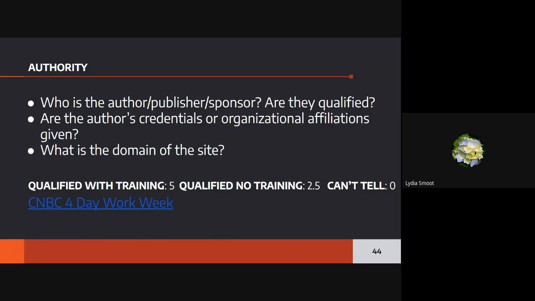So I'm not saying don't trust .orgs, but I'm saying don't only trust .orgs because they have a .org address. Make sure you do your background research to make sure that they are qualified, and make sure that they have affiliations that are not biased towards our topic.